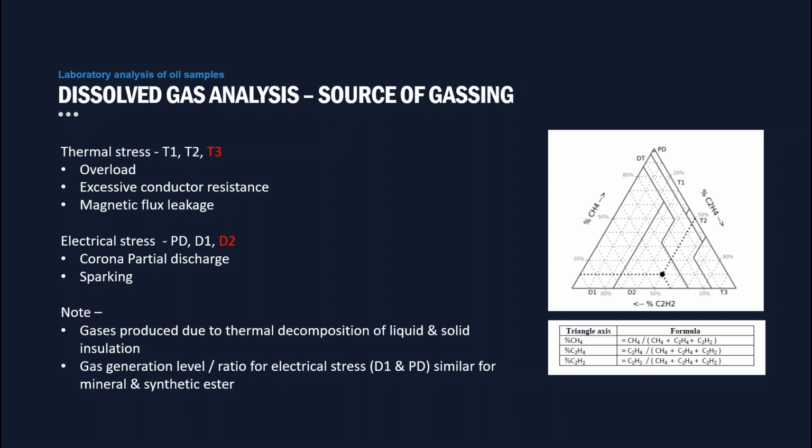And the gases that we measure come from thermal and electrical stresses, including when we see T1, T2, T3 type heating faults, partial discharge, D1, D2 discharges. We pay close attention when we see T3 thermal faults and also D2 discharges. It's also interesting that the gas generation levels and the ratios for electrical stresses, partial discharge and D1 discharges are similar in mineral oil and synthetic esters. So this helps us with the condition assessment process. And we use the Duval Triangle 3 to help us understand what the test results mean.